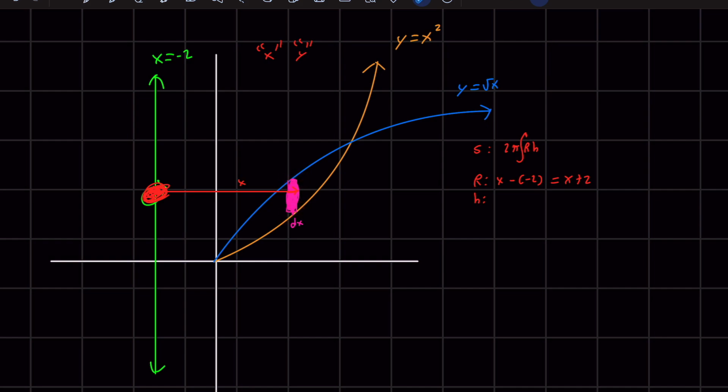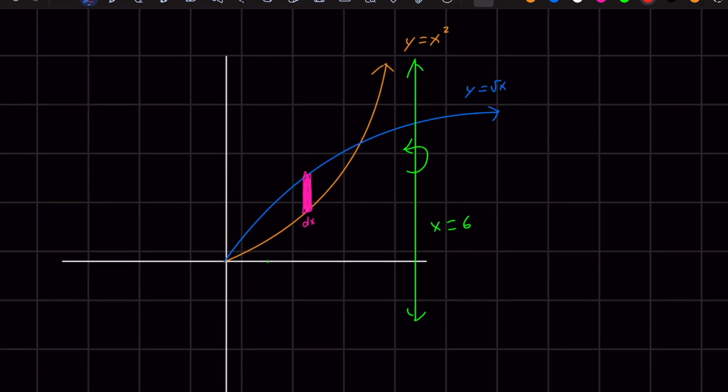Always go top minus bottom, right minus left. The height of it is, it touches this top function first, which is this right here, minus this bottom function, which is this one. So top minus bottom. So it's going to be that blue one minus the orange one. So it's going to be radical x minus x squared. And that's our height.